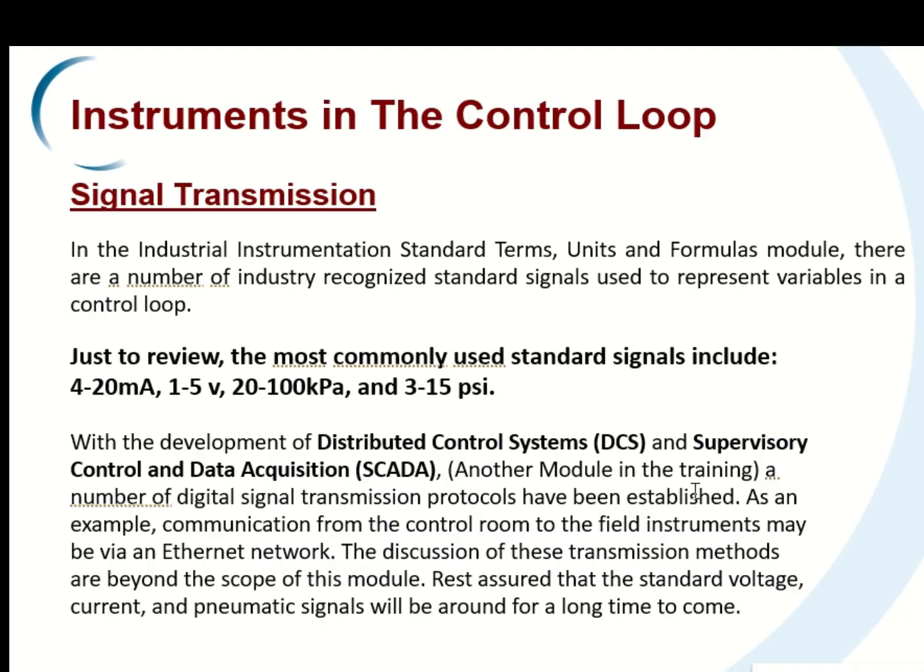And with the development of DCS and SCADA, which is supervisory control and data acquisition, a number of digital signal transmission protocols have been established. As an example, communication from the control loop to field instruments may be via an Ethernet network. Discussion of these transfer methods is beyond the scope of this module. This is to show that the standard voltage, current, and pneumatic signals will be around for a long time to come, like 1 to 5 volts and 3 to 15 psi pressure.